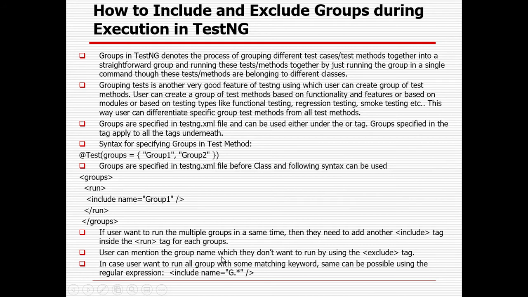The user can mention the group name which they do not want to run using the exclude tag. In case the user wants to run all groups matching a keyword, the same is possible with the help of a regular expression. Suppose my application names are application 1, application 2, application 3, application 4, application 5, like 10, like that. I will not mention application 1, 2 like that. Instead, I will mention application dot star, so that all applications will run.